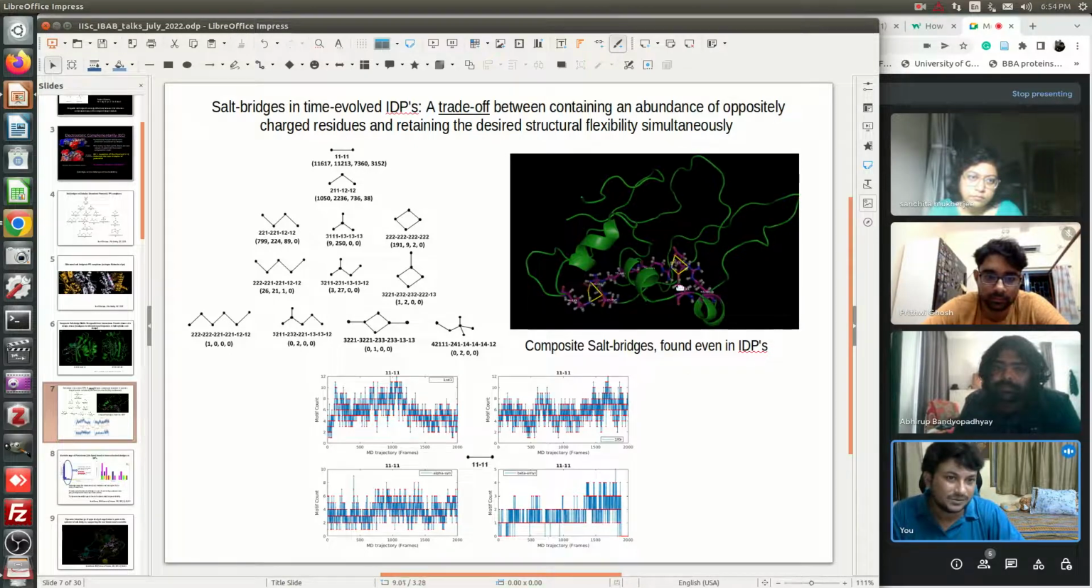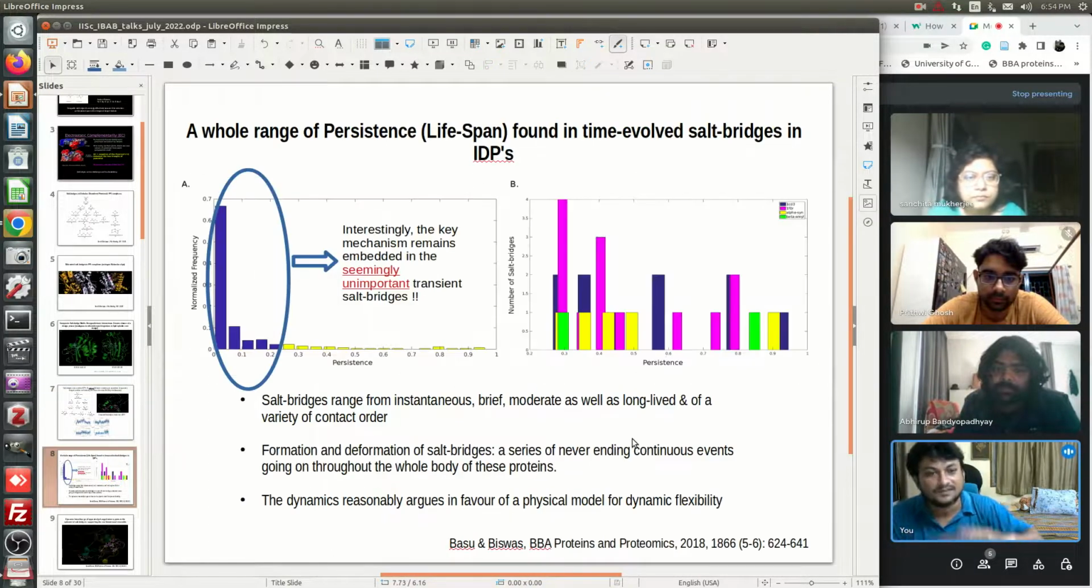These are instances where even within IDPs you can see the formation of composite salt bridge motifs. But then more importantly, when we looked at the persistence of these salt bridges across the structures, we found that the persistence has a very long range. The salt bridges actually sample highly persistent salt bridges, as well as moderately persistent and low persistent salt bridges, followed by an exponential tail of fleeting or ephemeral salt bridges, and they are transient in nature.